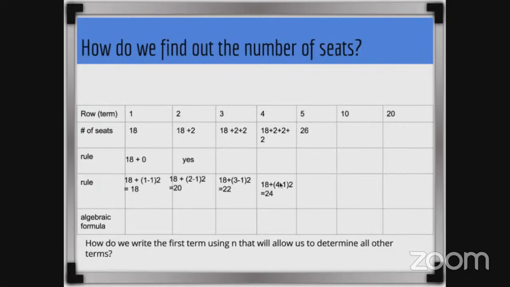Let us look at what happens in the third row. 18 plus, not 3 sets of 2 in the third row, but 1 less than 3 sets of 2. And in the second row, a similar thing, it's 18 plus, not 2 sets of 2s. It's 1 less than 2 sets of 2. And then in the first row, 18 plus, not 1 set of 2, 1 less than 1 set of 2, which is 0 sets of 2s.